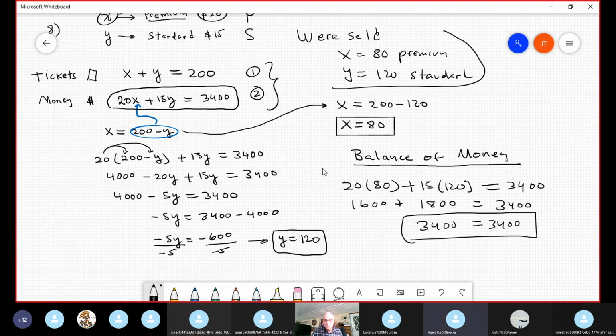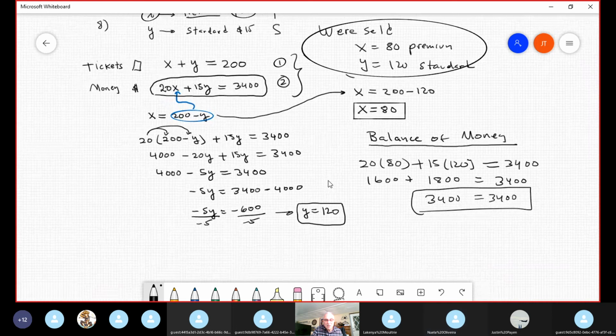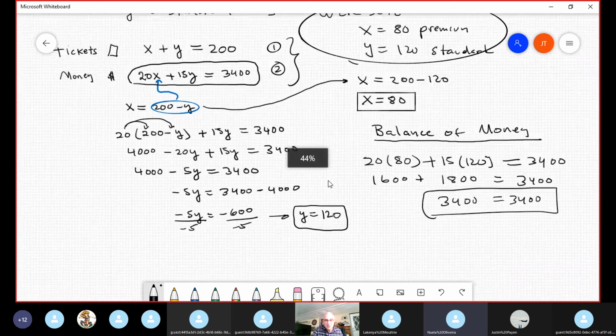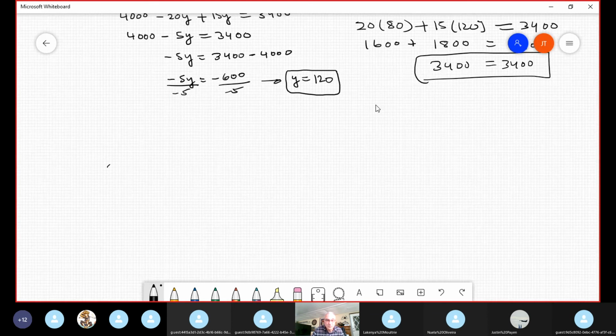Any questions? Professor, I don't have a question on the mathematic part. My question is on the interpretation of the exercise. Okay, go ahead. Yes, Professor. I didn't understand why the first equation is X plus Y equal 200. But why, Professor? Because we have two kinds of tickets.